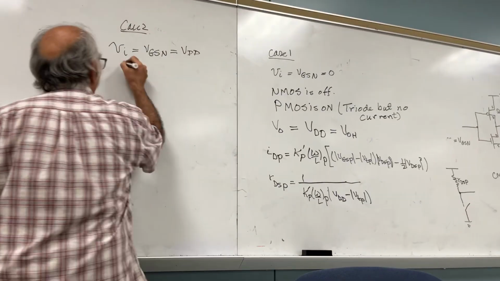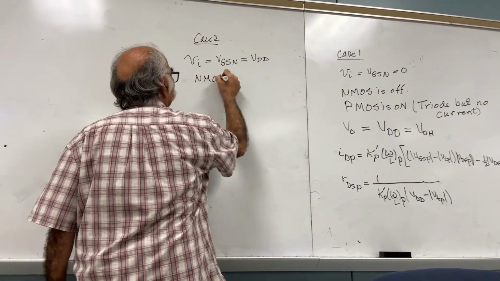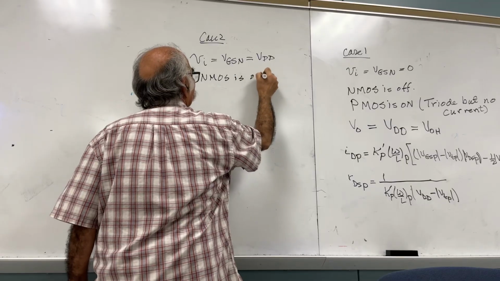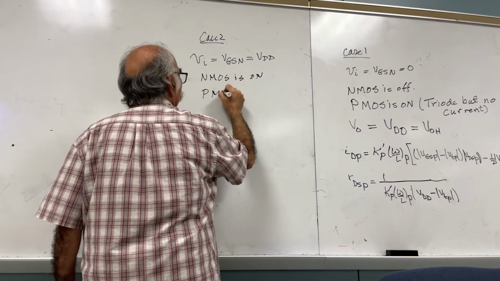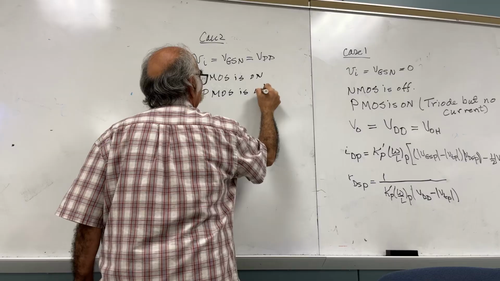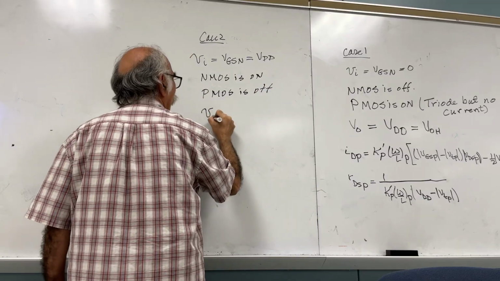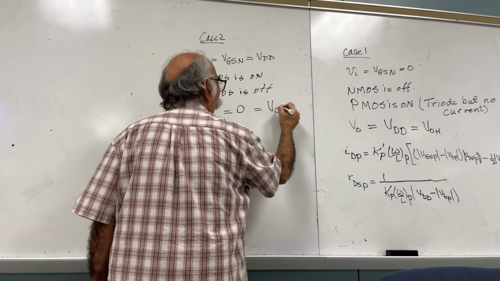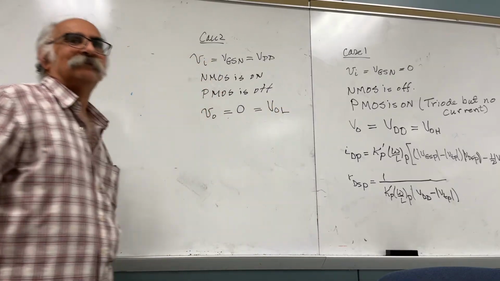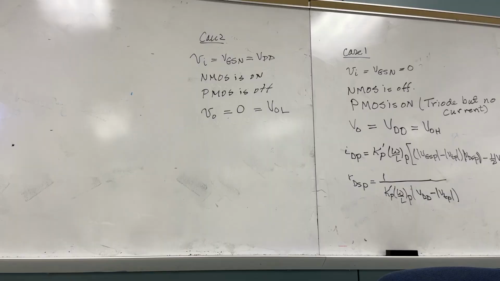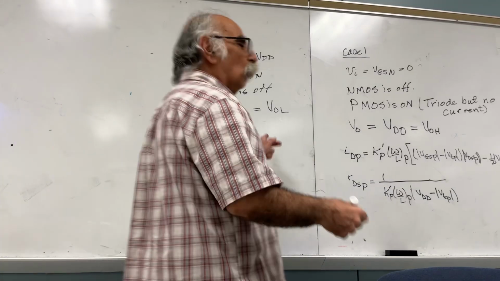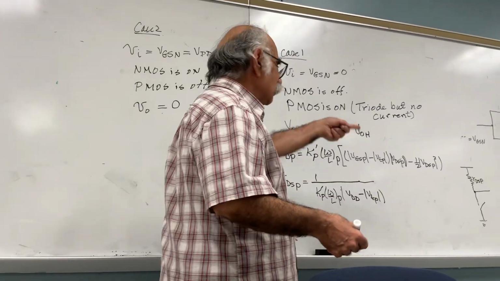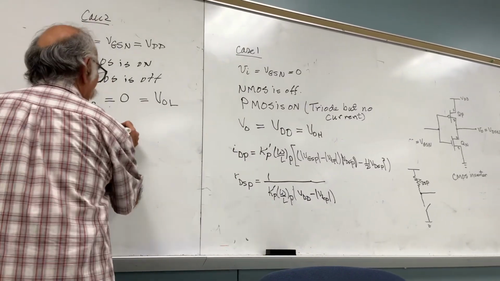So what can you tell me? The NMOS is on, and the PMOS is off. Vo equal to what? 0, which is VOL. Clear? Why is the output 0? Show it to me. What is the equivalent circuit for this case? This is the equivalent circuit.